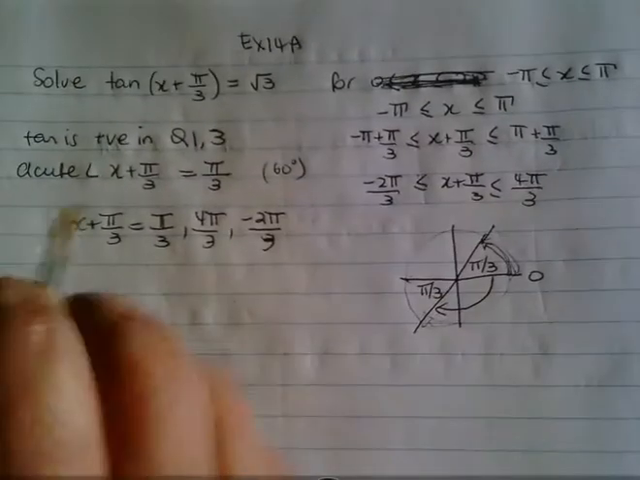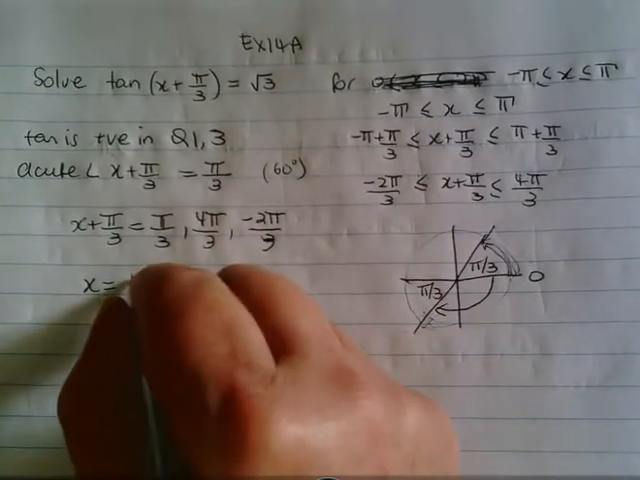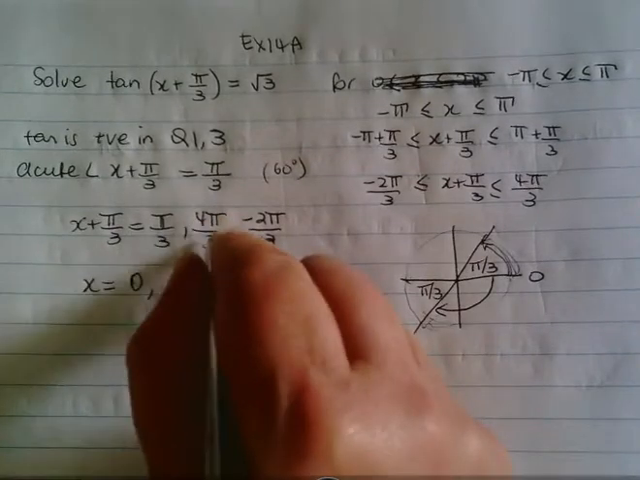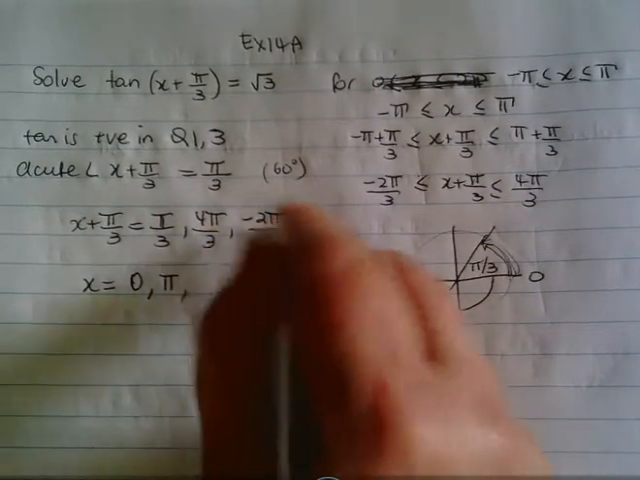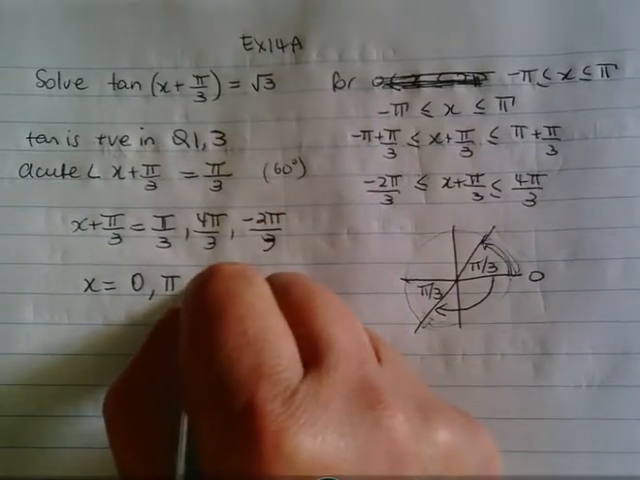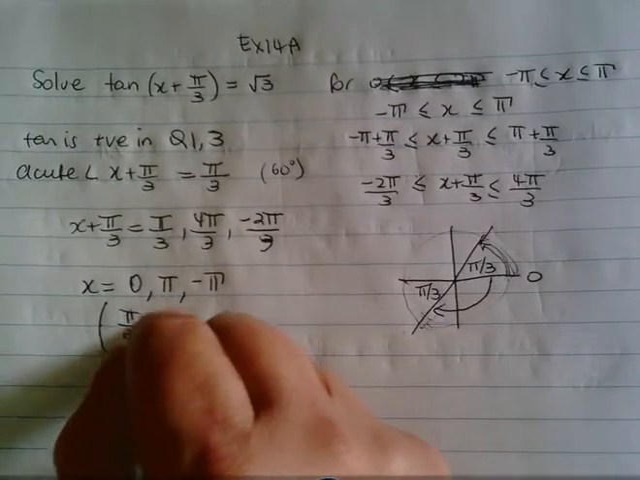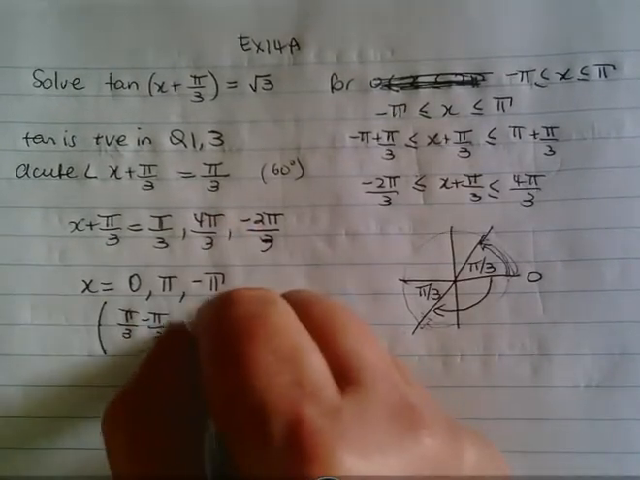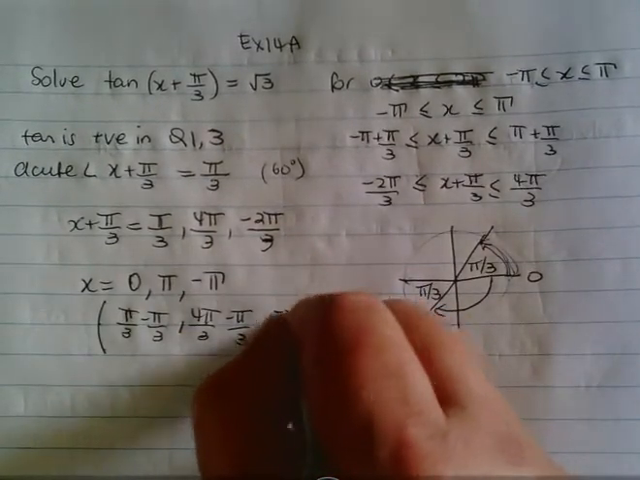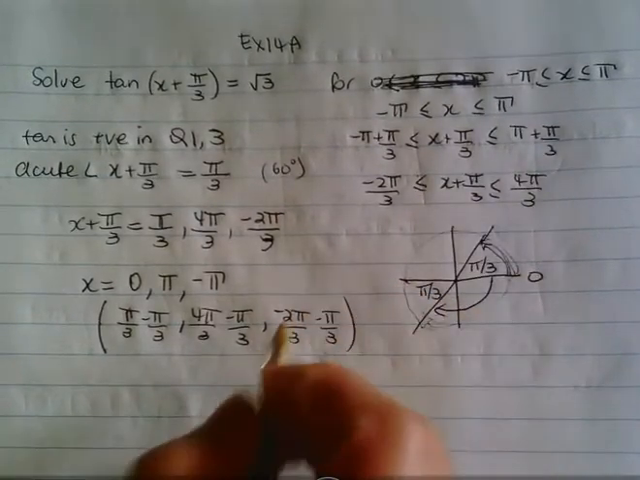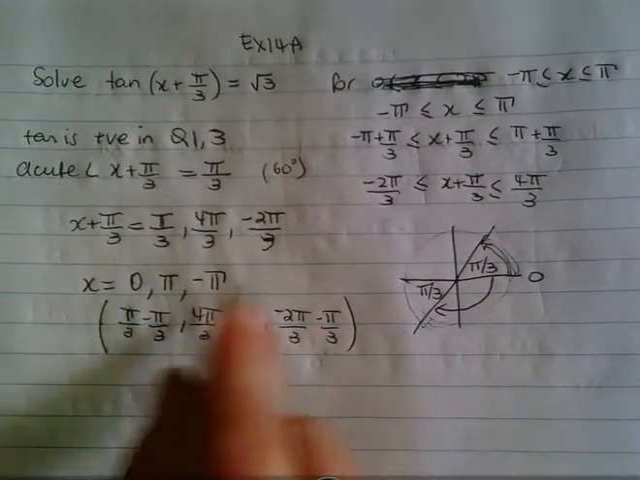Okay, now these are the solutions for x plus pi on 3. So I need to subtract pi on 3 from each of these. So I've got pi on 3 minus pi on 3 is 0. 4 pi on 3 minus pi on 3 is pi. And negative 2 pi on 3 minus pi on 3 is negative 3 pi on 3, which is negative pi. I'll just show how I did that down here. It was pi on 3 minus pi on 3. Then it was 4 pi on 3 minus pi on 3, which is 3 pi on 3, which is 1. And then it was negative 2 pi on 3 minus pi on 3. So that's negative 2/3 minus 1/3. That's negative 1, or negative 1 pi. Okay, so they're my solutions.